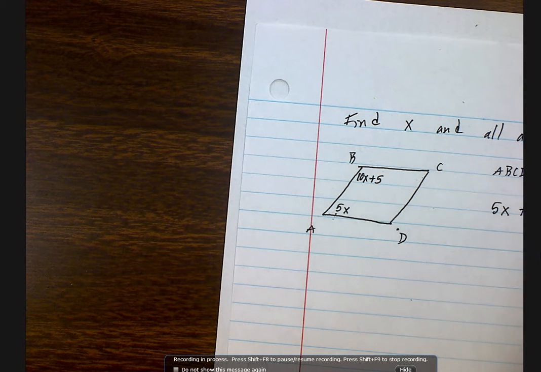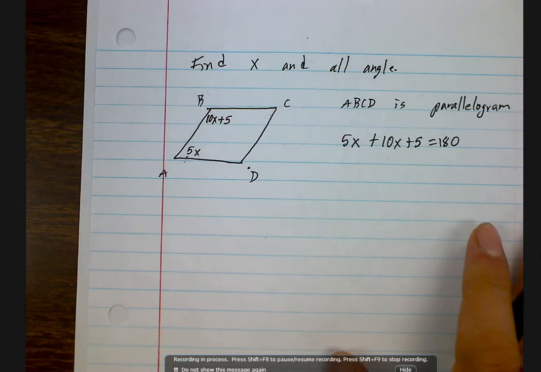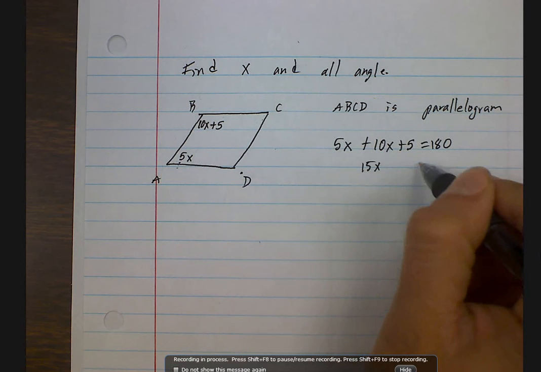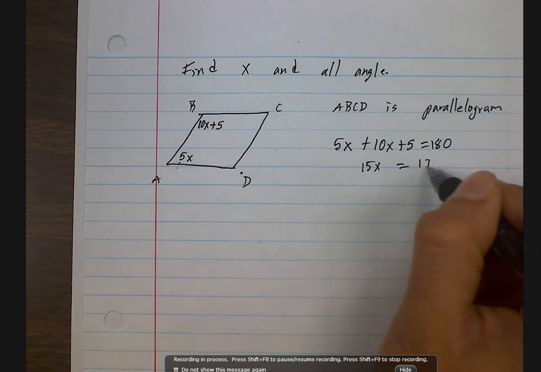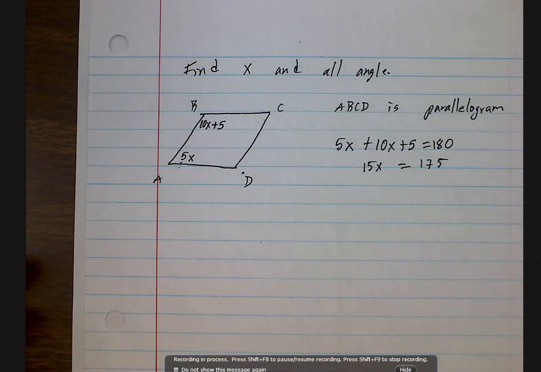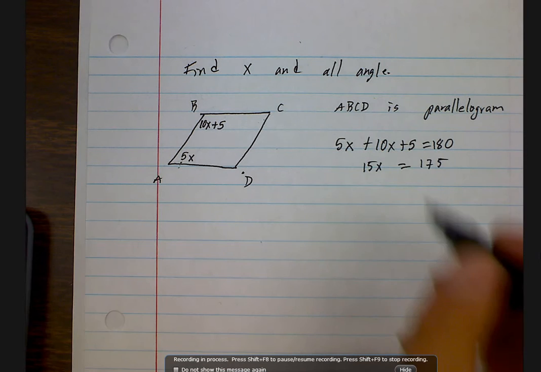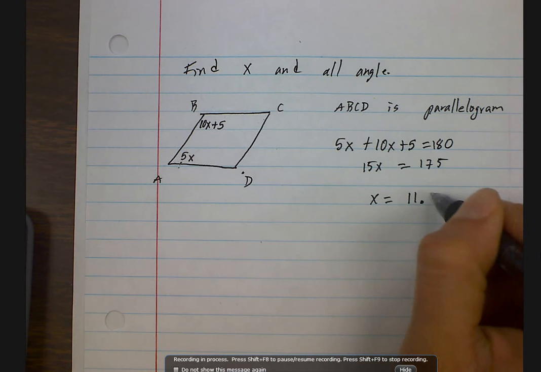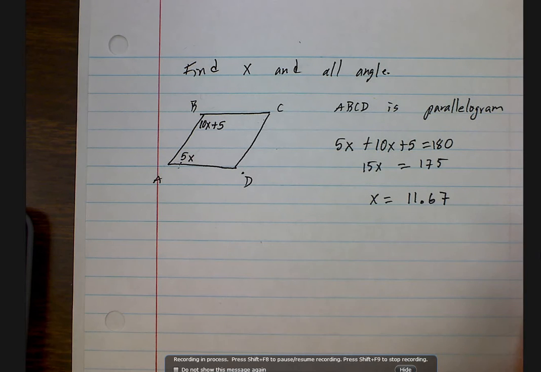So 5x plus 10x plus 5 equals 180. Combine like terms, we get 15x. Subtract 5, I get 175. Yes, you can use a calculator. So we have 175 divided by 15. You get a decimal. So x is equal to 11.67.